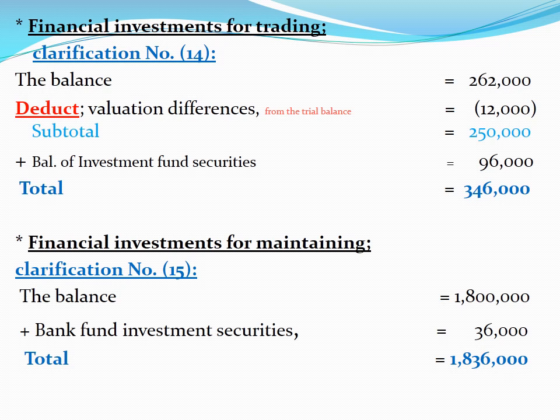Plus balance of investment fund securities. This is another balance in the trial balance. So add it together as subtotals to give the total 346,000 to appear in the asset side. Financial investment for maintaining. This is a new kind of financial investments of the bank. Clarification number 15. The balance from the trial balance is 1,800,000. Search for it if you want. Plus bank fund investment securities, that is the investment fund certificates of the bank. So the total is 1,836,000. Both the two balances are taken from the trial balance.